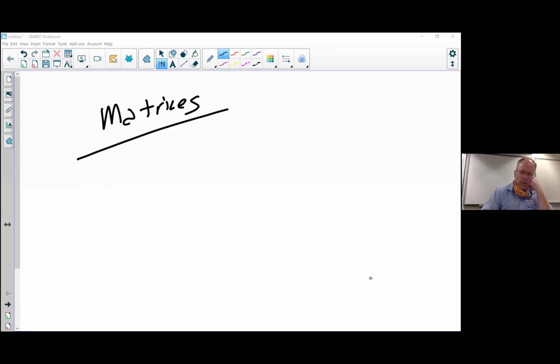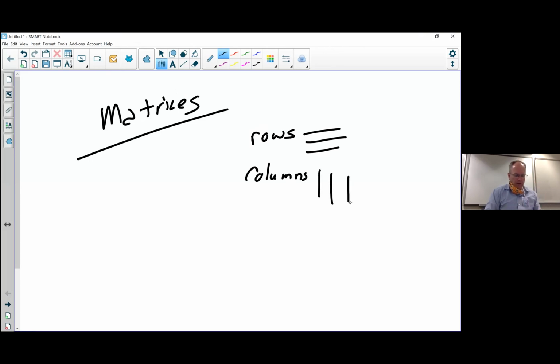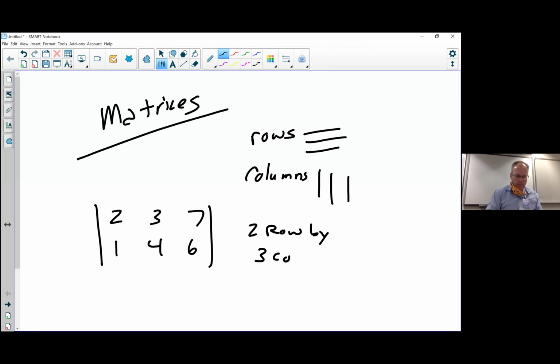So you remember some basics of a matrix: you have rows like this and columns like this. If I had something like 2, 3, 7, 1, 4, 6, this would be a 2-row by 3-column matrix. So you'd read it as a 2 by 3. No, you're not multiplying 2 times 3 together. Now, we're going to have some fun with this, and I think you're going to find that there's some application to this.